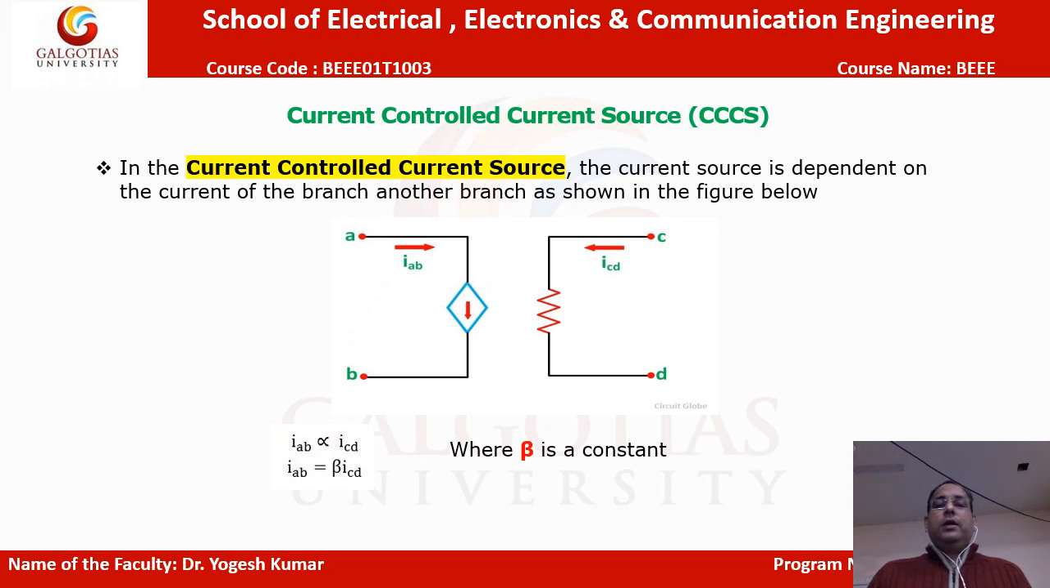And last is the current controlled current source. Both are current sources, IAB and let's say ICD, both are dependent on each other, so IAB is proportional to ICD. We have to make it equal, so we have to put a constant, let's say the beta constant.